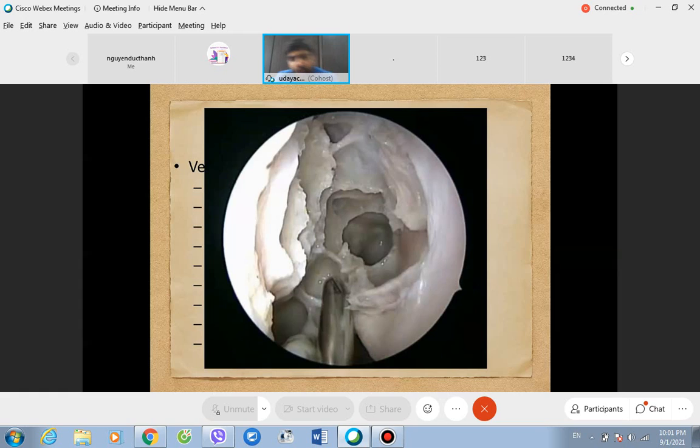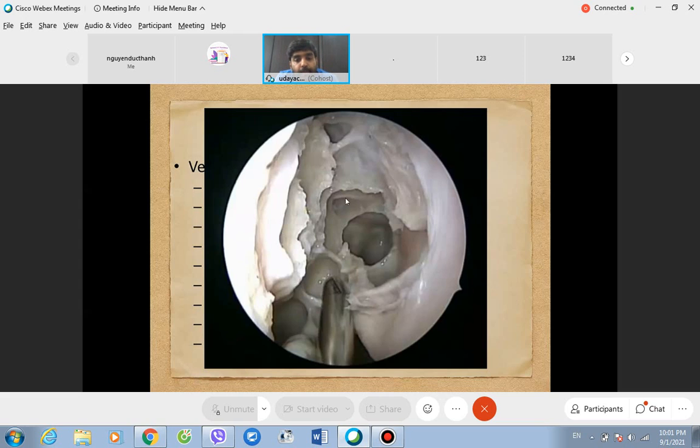We'll have a video demonstration of the same later, but see, this part is the anterior frontal recess. This is the anterior ethmoidal artery. This is the posterior ethmoidal artery. So frontal recess, anterior to the anterior ethmoidal artery is the anterior fovea. Posterior to the anterior ethmoidal artery and anterior to the posterior ethmoidal artery is the posterior fovea.